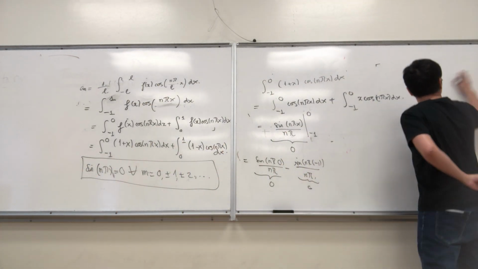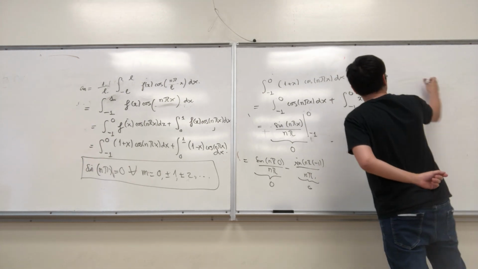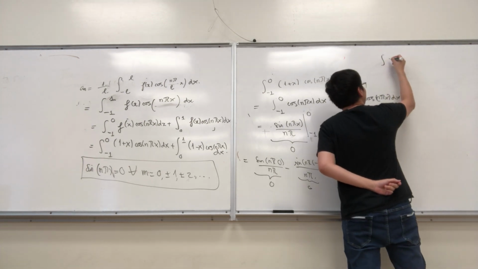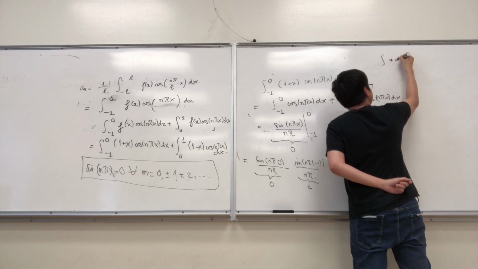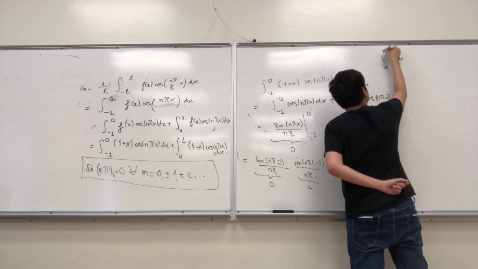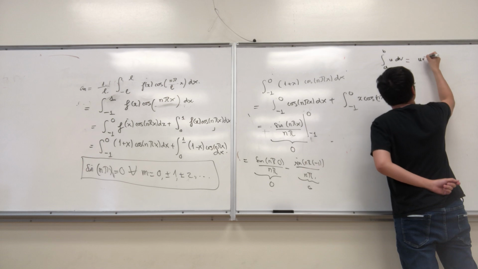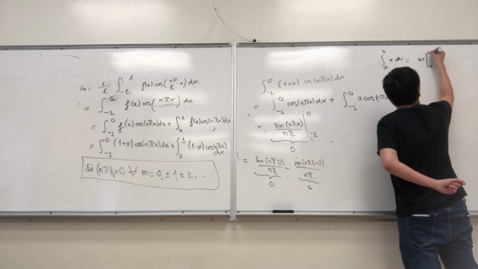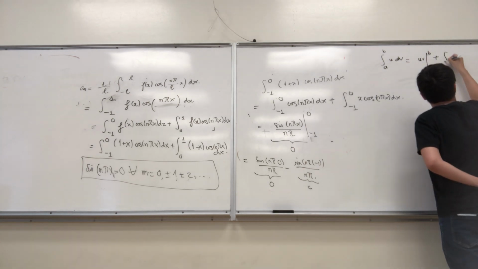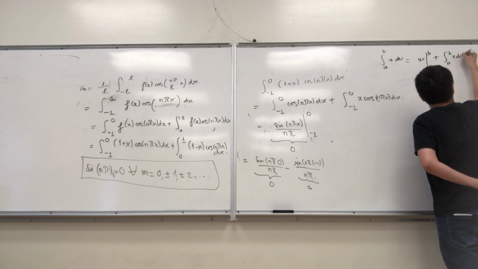So what is integration by parts? Integration by parts says the following. You have the integral of u dv, where the integral is taken from a to b. You're going to have uv, you take the difference between a and b, and then you have the integral from a to b of v du.